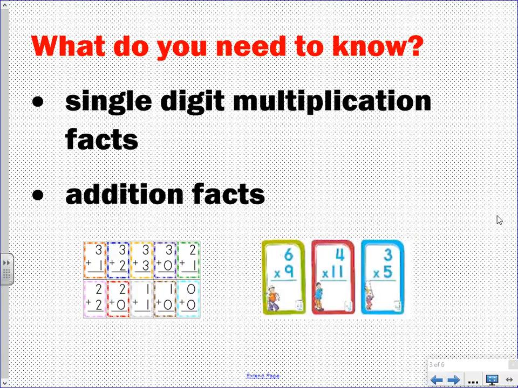So, what do we need to know to use lattice? First of all, you need to know your single-digit multiplication facts. Since we're going to be multiplying multi-digit numbers, it's important that you know the basics, the single-digit facts. Lattice also uses some addition. It's important that you know how to add numbers correctly.